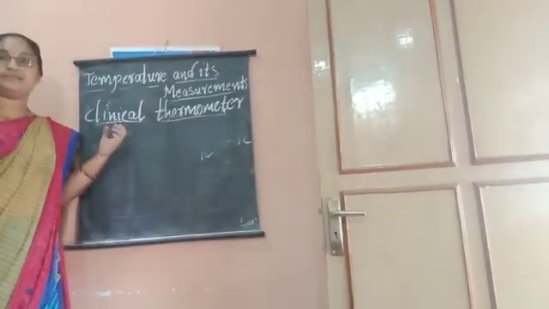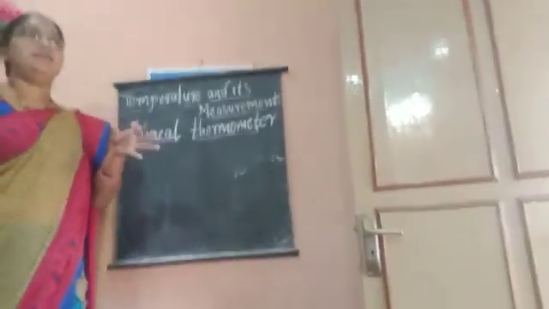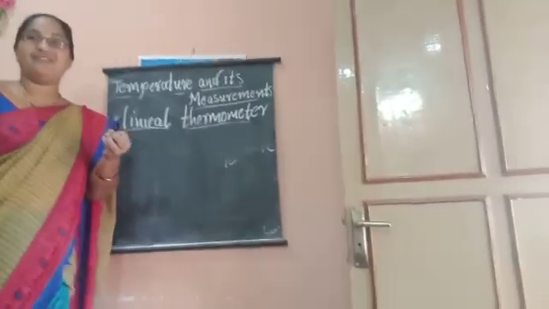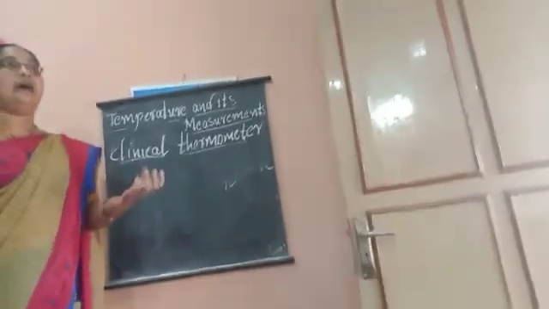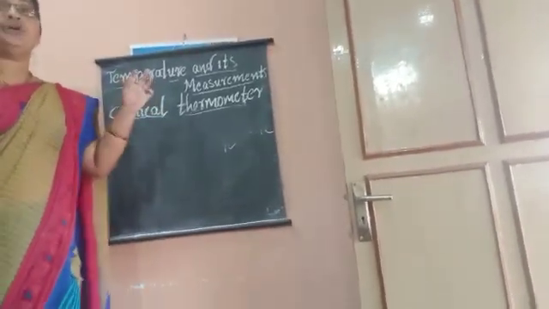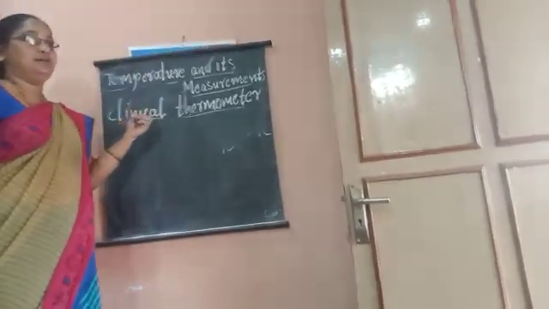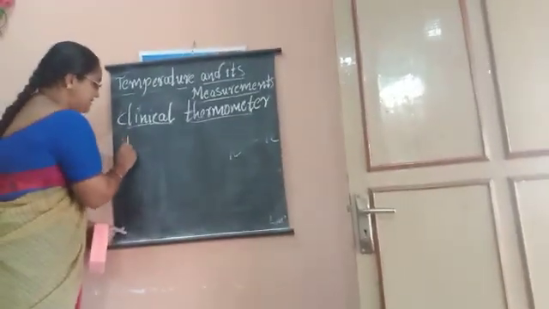Sometimes, the clinical thermometer, as we all know, is made up of glass. If it falls down, it may break. And the mercury in the bulb is having the toxic nature, and it is causing pollution, and it is not easy to dispose of. So to prevent the mercury, nowadays they are using the digital thermometer.